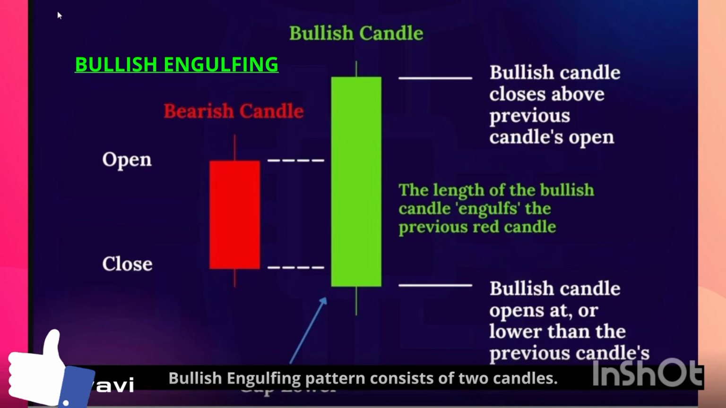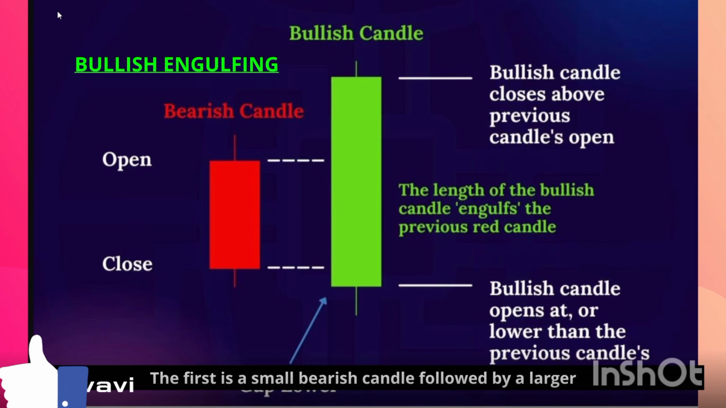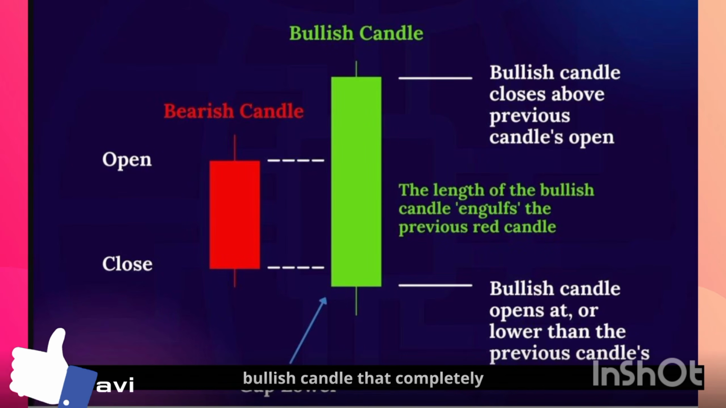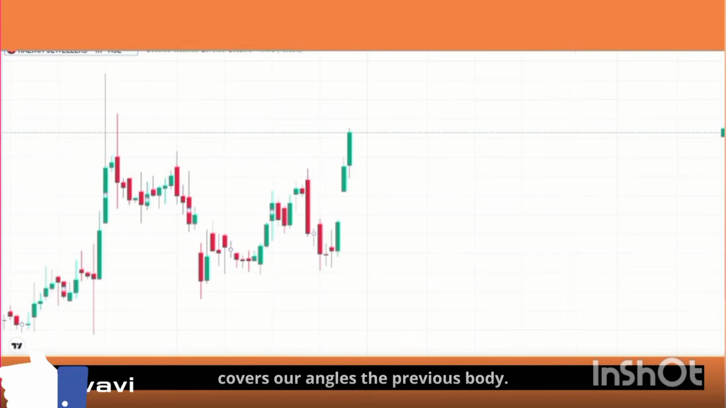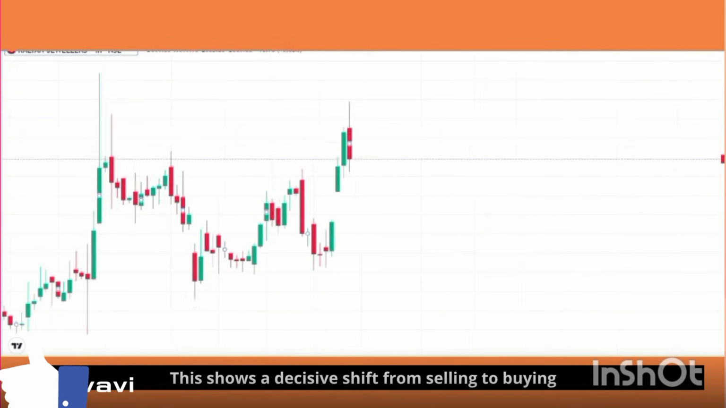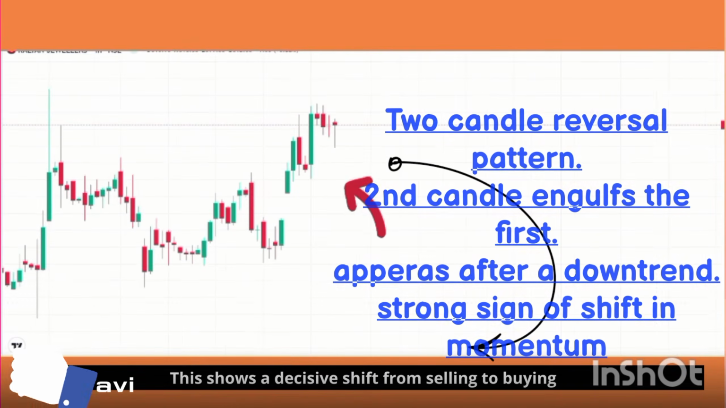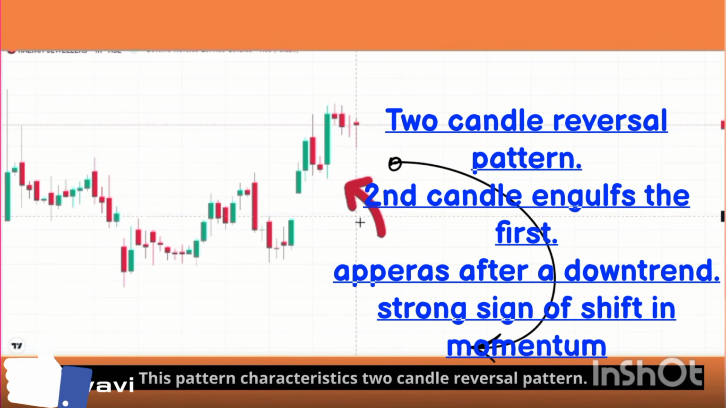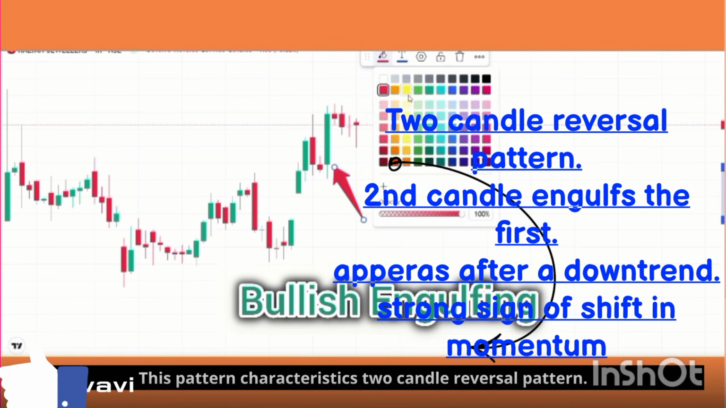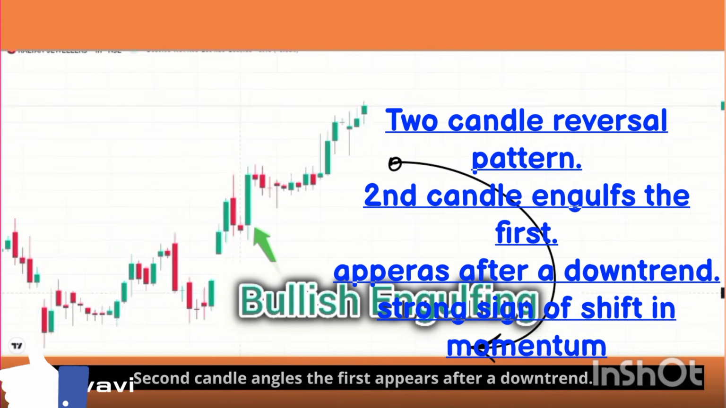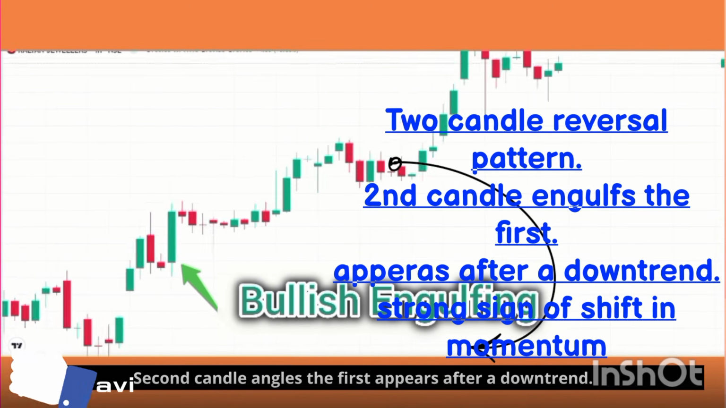Bullish engulfing. This pattern consists of two candles. The first is a small bearish candle followed by a larger bullish candle that completely covers or engulfs the previous body. This shows a decisive shift from selling to buying momentum. Pattern characteristics: two candle reversal pattern, second candle engulfs the first, appears after a downtrend.